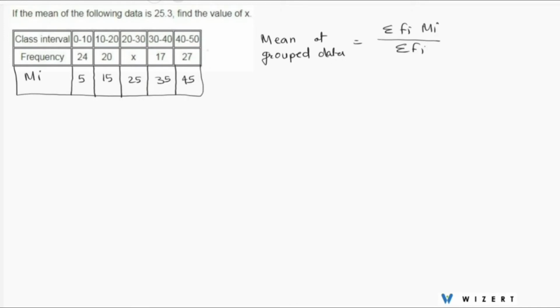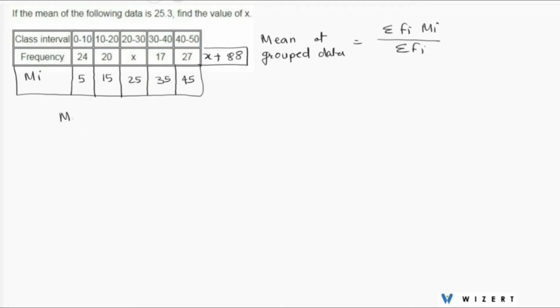So let's first calculate summation of fi, that is the total number of samples. So the total number of samples is x plus 17 plus 27, which is 44. 44 plus 24 is 68, and 68 plus 20 is 88. So 88 plus x is summation of fi.